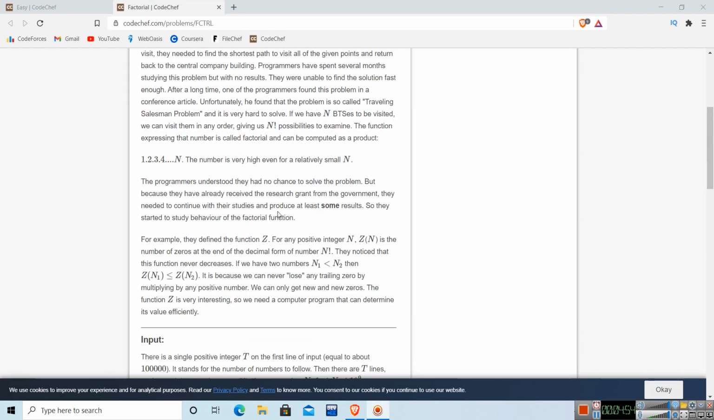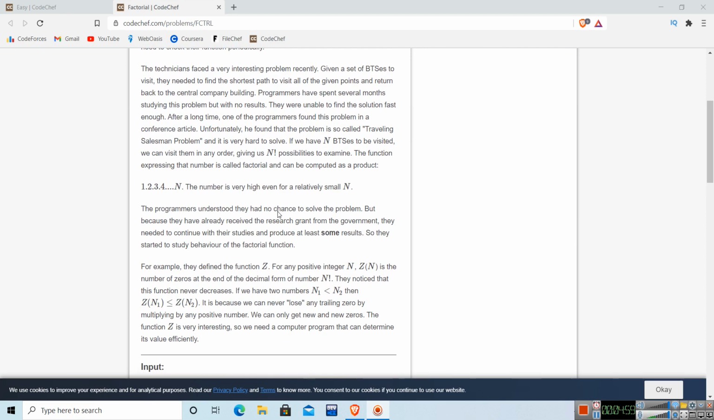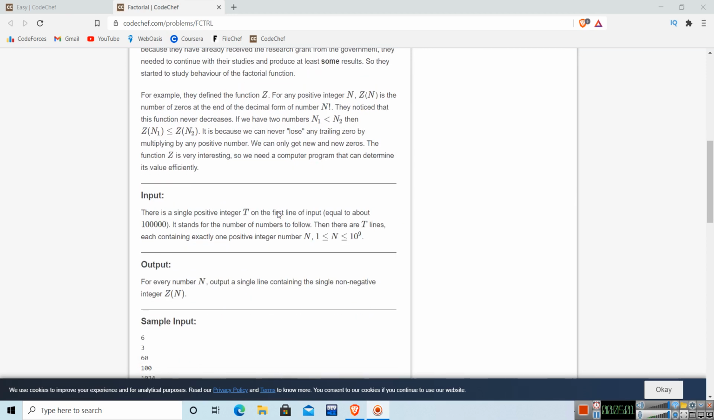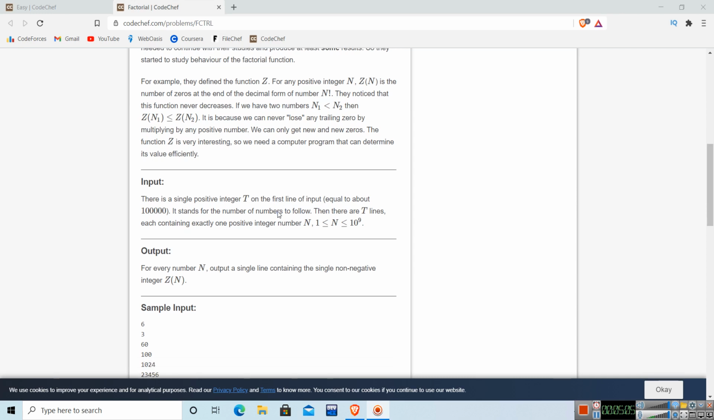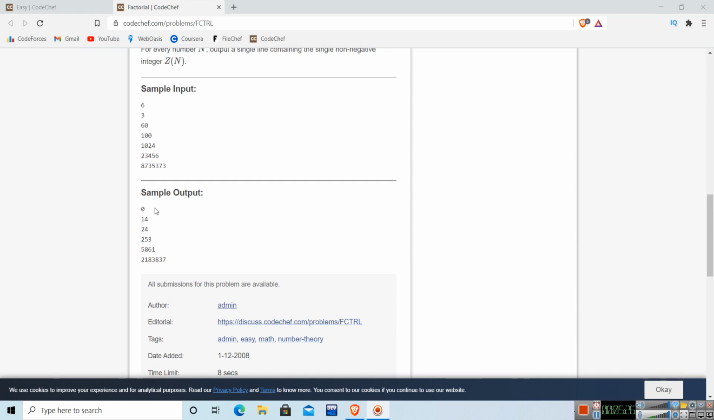This question is very big today, so I'll just explain what they have given. They are giving us an integer n. We need to find how many trailing zeros there are in the factorial of that n. Suppose if n equals 3, we need to find the number of trailing zeros in 3 factorial. If n equals 60, we need to find the number of zeros in 60 factorial, like that. So we are given the number of test cases, followed by the test cases. We need to print it like this.